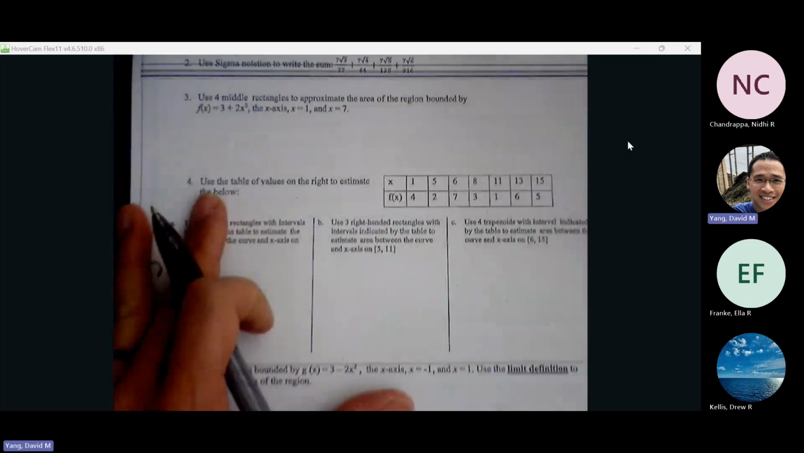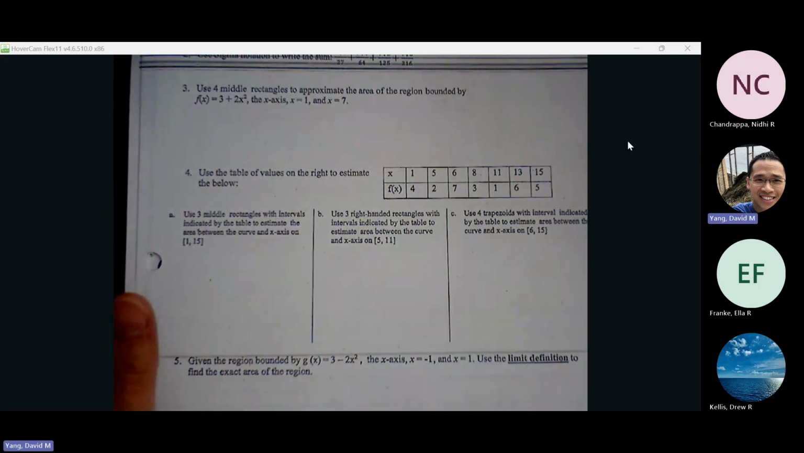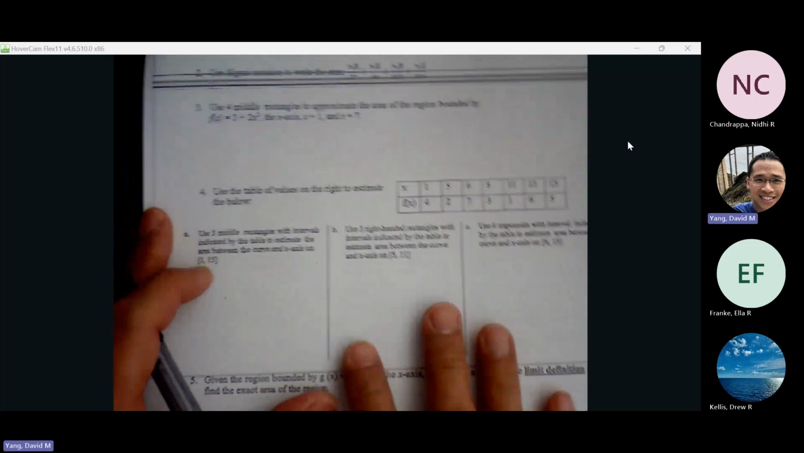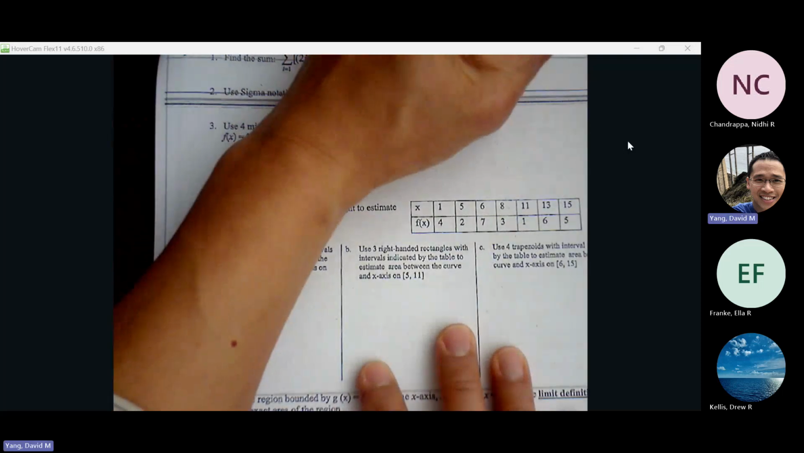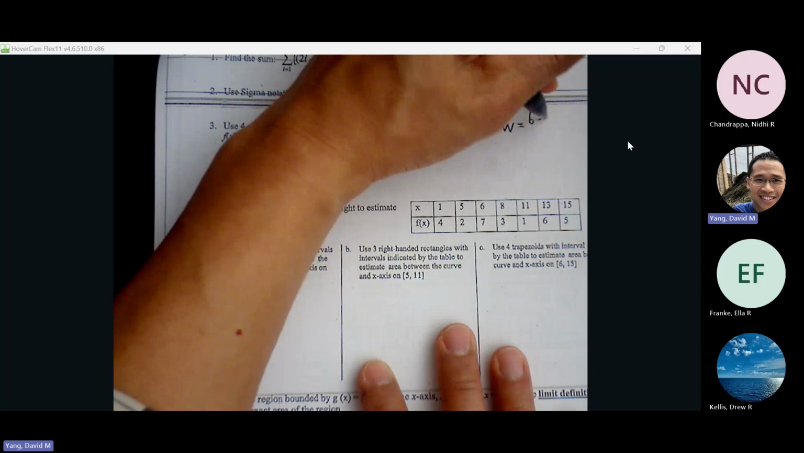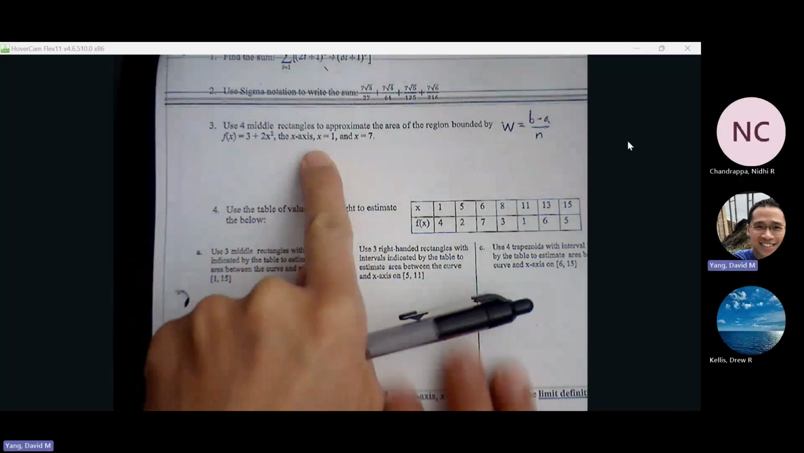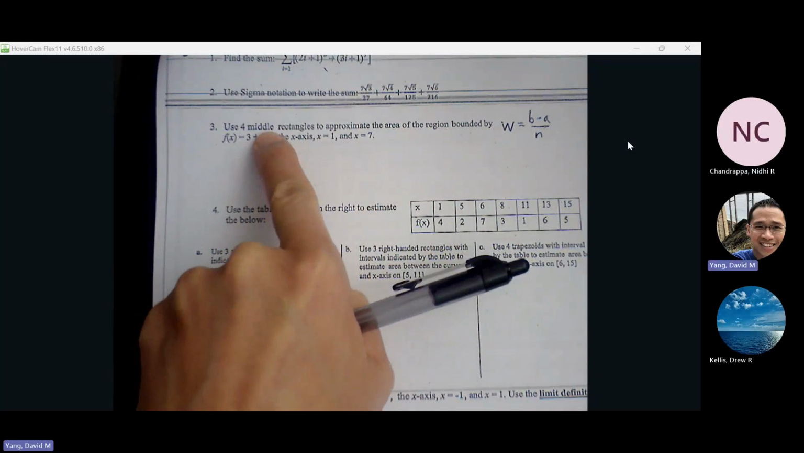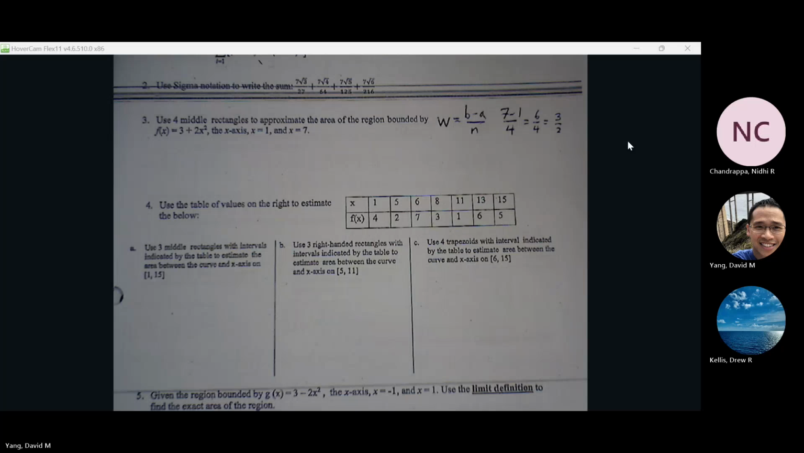Number 3. Use four middle rectangles to approximate the area of the region bounded by our function. The only rule that we need here is the width formula, which is b minus a over n. The a value is 1, the b value is 7, and n is 4. So 3/2 is our width.